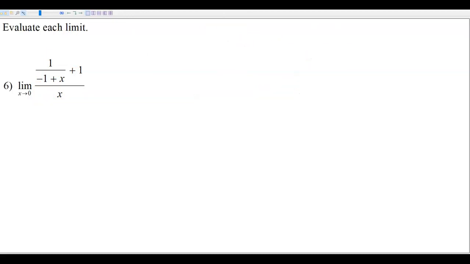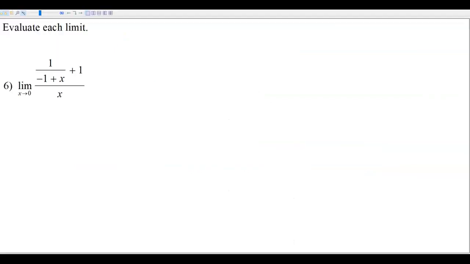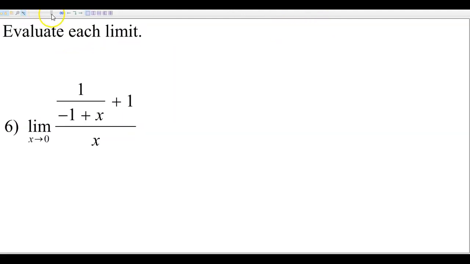And so I'm going to recommend a different approach to remove the discontinuity. And that's going to come in handy here. Anytime you have a complex fraction, all you're going to do is simplify it. Now that may not seem very helpful, me just telling you to simplify it, but hopefully after I show you this example, it'll help.